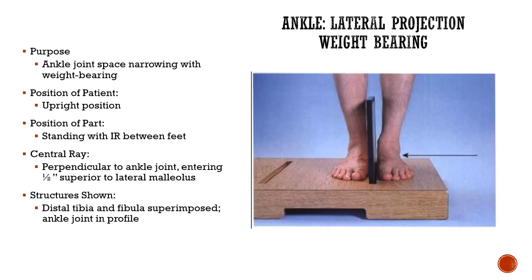The final projection is the lateral weight bearing, and this is for another upright position, image receptor between the feet, and we're going to do a lateral to medial, and we're going to do these bilaterally. So we're going to center to the ankle joint, entering a 1/2 inch superior to the lateral malleolus. We want the distal tibia and fibula superimposed, and the ankle joint should be in profile.